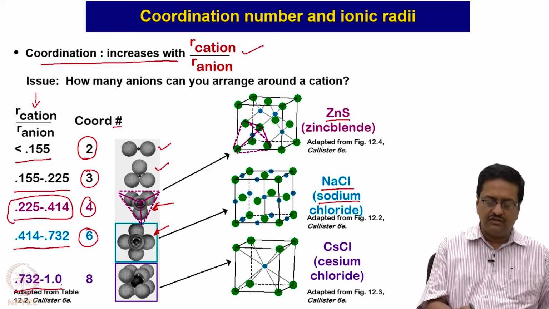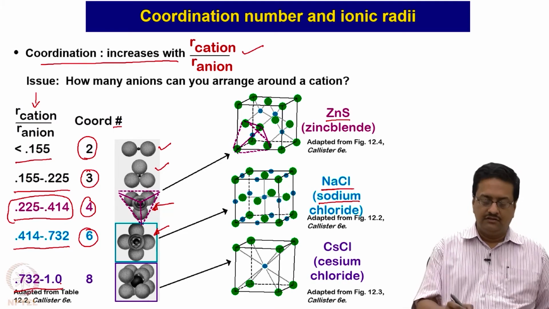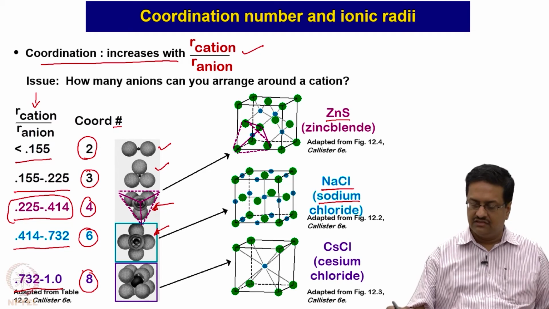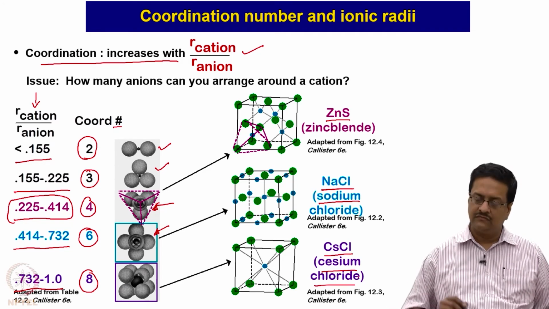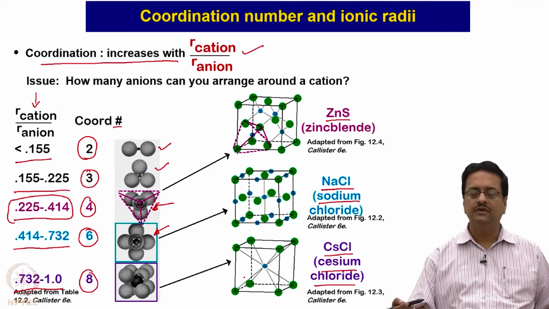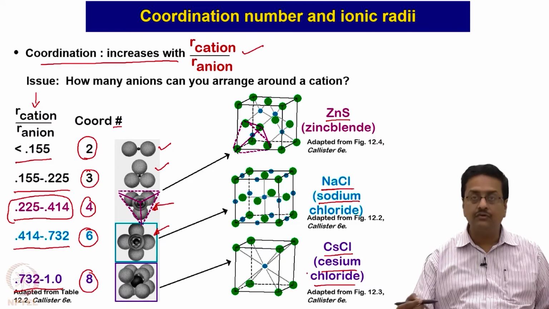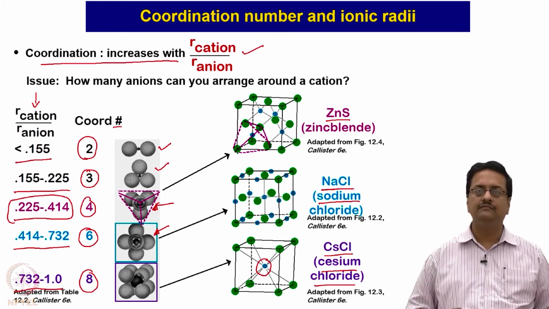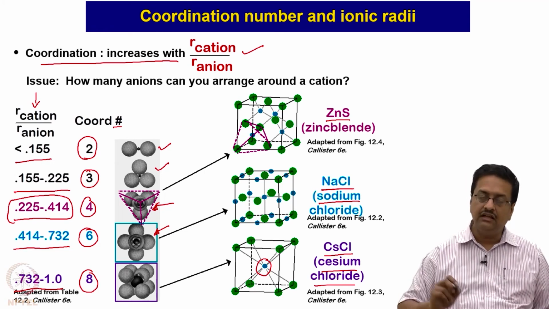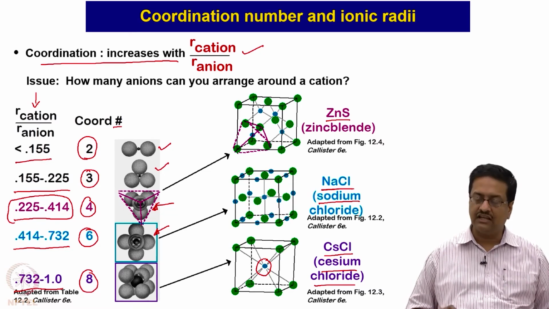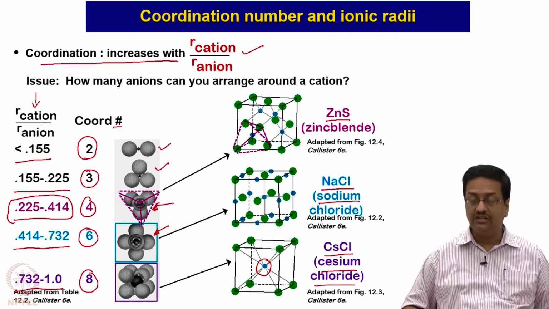When the radius ratio is close to 1, then the coordination number increases to 8, which means you get a structure like the cesium chloride structure, where you have a simple cubic lattice of cesium, a simple cubic lattice of chloride, and a cesium atom sitting in the middle. So this is another example of a simple cubic lattice, which is actually an interpenetrating simple cubic lattice.